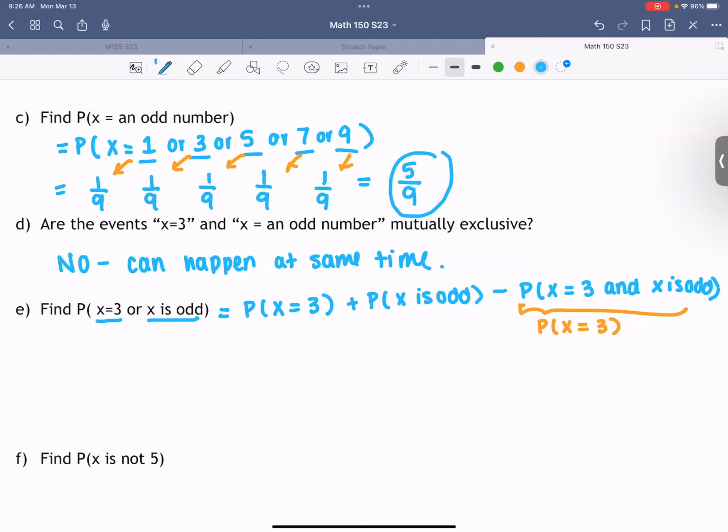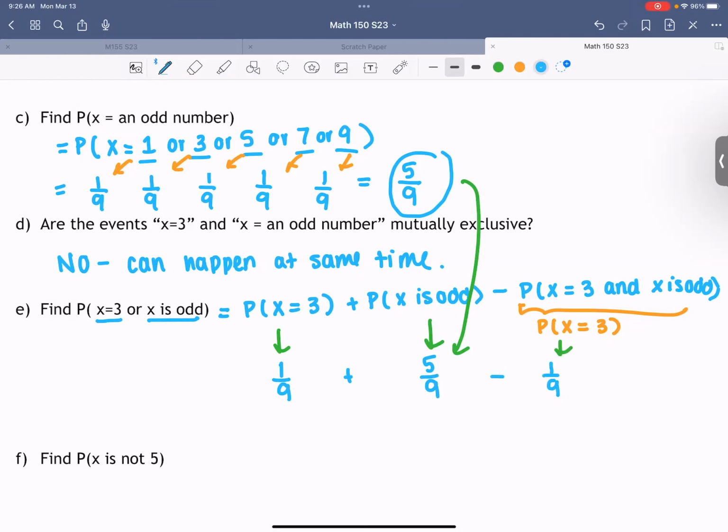Okay, well, let's go ahead and find these probabilities. The probability that x is 3, that's definitely 1/9, right? What is the probability that x is odd? 5/9, and we got that from part C, right? So that's pretty easy. That's from part C. And then the probability that x is 3 is still 1/9.